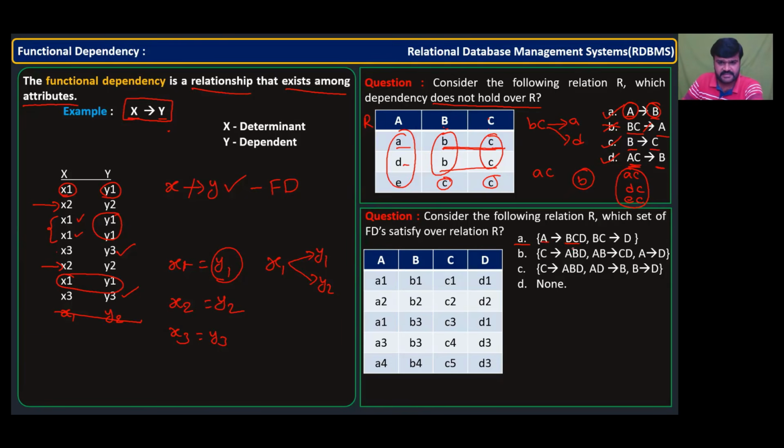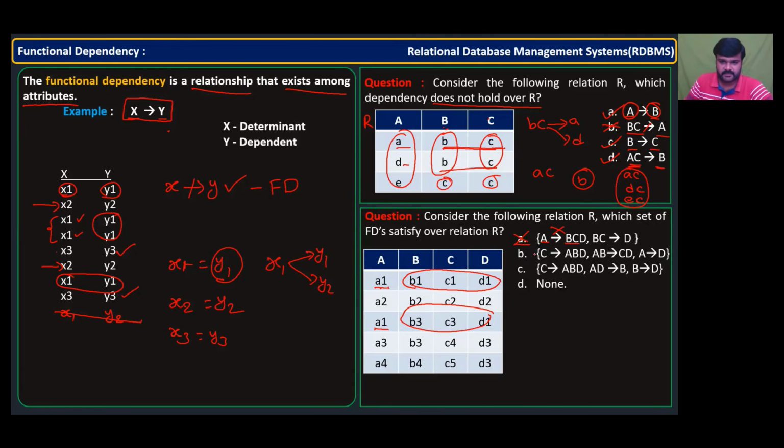A derives BCD. That is what is asked. Here A1 is repeated, and here also it repeats. So two times is there. Do you have the same value two times for BCD? B1, C1, D1, B3, C3, D1. That means you don't have the same RHS part. So this is not a valid FD. So this is not the answer. We don't need to cross check whether BC derives D or not, because one of the FDs is not valid. So the set is not valid. You can cross check also for better practice.